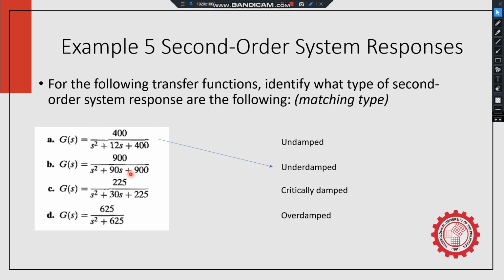Okay? So for 90, the square root of 90 is 30. 30 times 2 is 60. So it's overdamped. Yes. And 225, the square root I think is 15, times 2 is 30. So that's a perfect square trinomial, critically damped. And lastly, of course, the undamped.